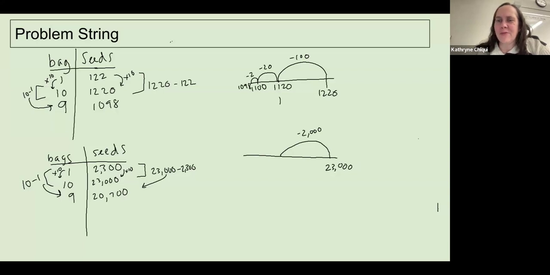I have 23,000, I'm subtracting 2,000, 21,000. And if I started with subtracting 2,000, how much more do I have left to subtract? All right, 300 more. So I have to subtract 300 more from my number. So 21,000, and I'm subtracting 300 from it. Do I end up with 20,700? All right.